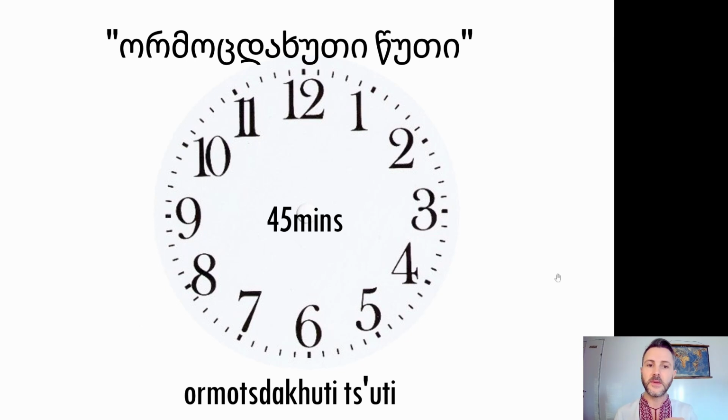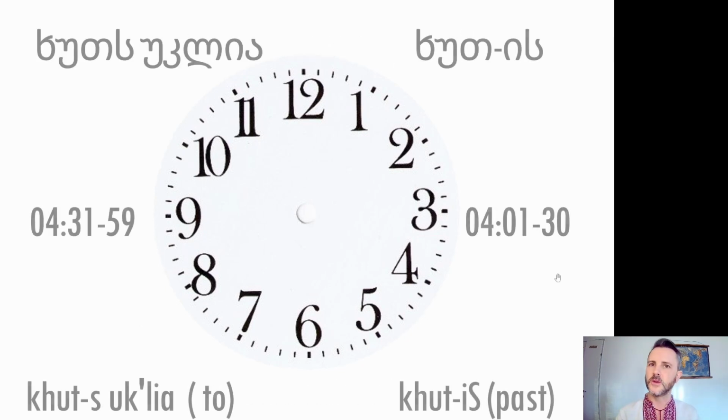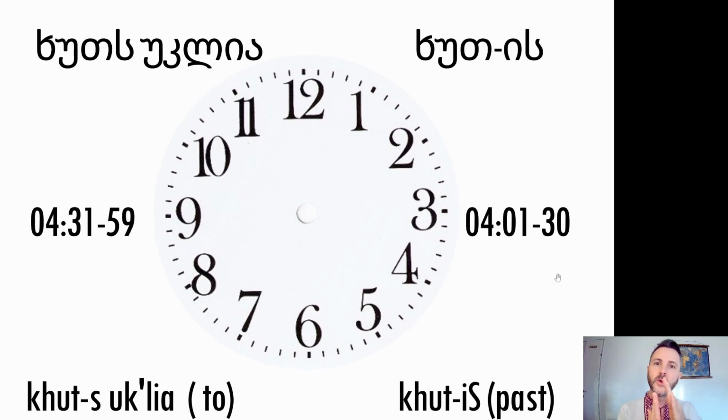We didn't do 10 past, we didn't do 20 past, 22 or 10 to. Again, I don't want us to be overloaded. Just the simple between ხუთის and ხუთს უკლია for us today is enough.